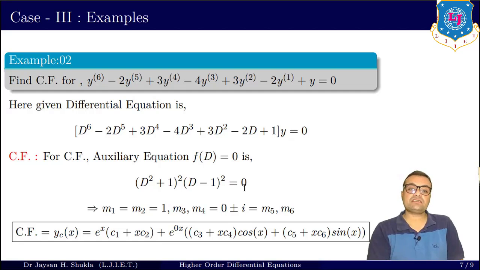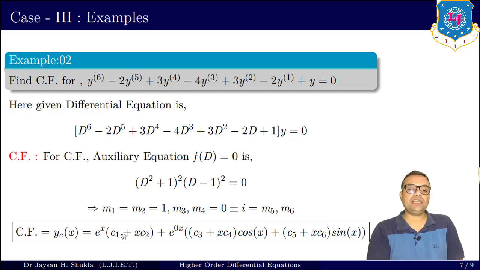It simply means that here we have 6 roots. Out of the 6 roots, 2 roots are real, coming from this factor, and they are repeated, so m1 equals m2 equals 1. And there are 4 roots which are complex and they are repeated like this: m3, m4 is 0 plus or minus i, m5, m6 is 0 plus or minus i.